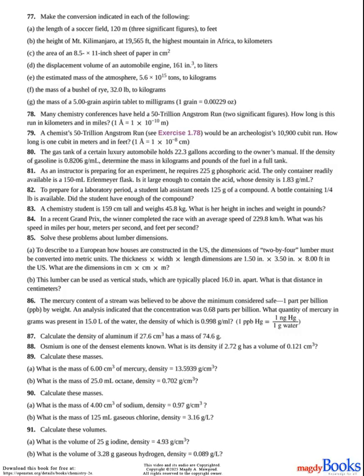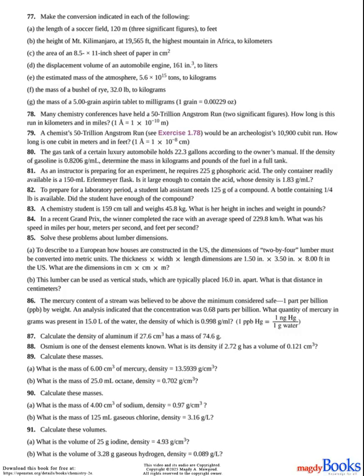85. Solve these problems about lumber dimensions. A. To describe to a European how houses are constructed in the U.S., the dimensions of 2x4 lumber must be converted into metric units. The thickness × width × length dimensions are 1.50 inches × 3.50 inches × 8.00 feet in the U.S. What are the dimensions in centimeter × centimeter × meter? B. This lumber can be used as vertical studs, which are typically placed 16.0 inches apart. What is that distance in centimeters?